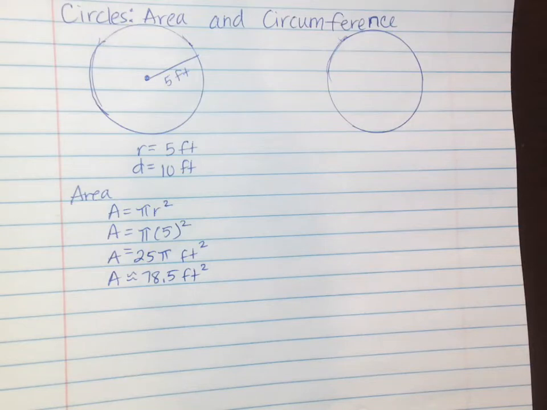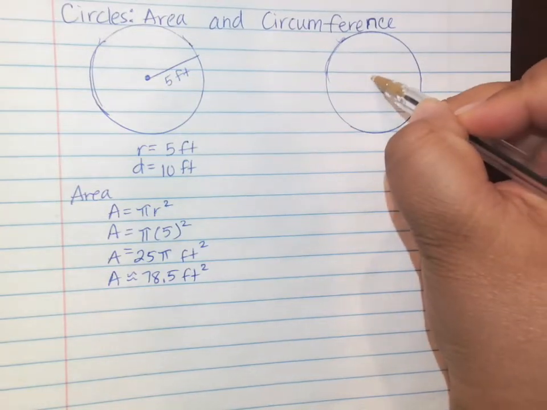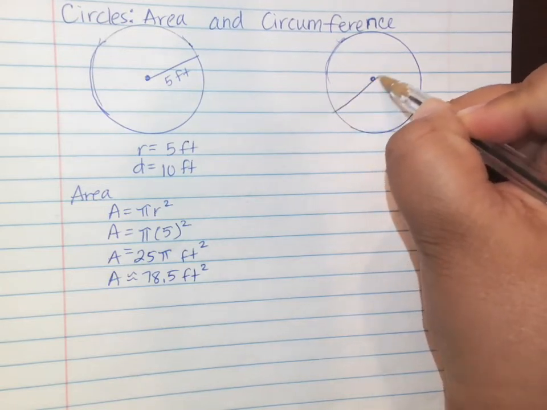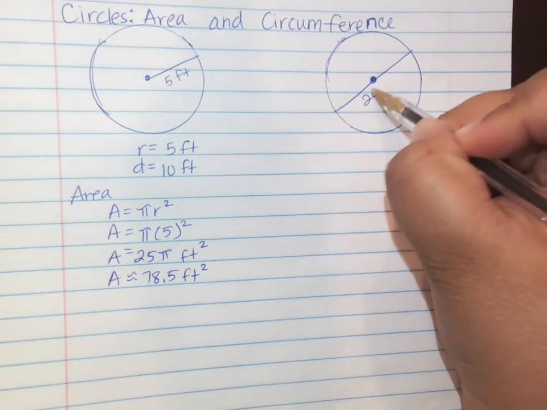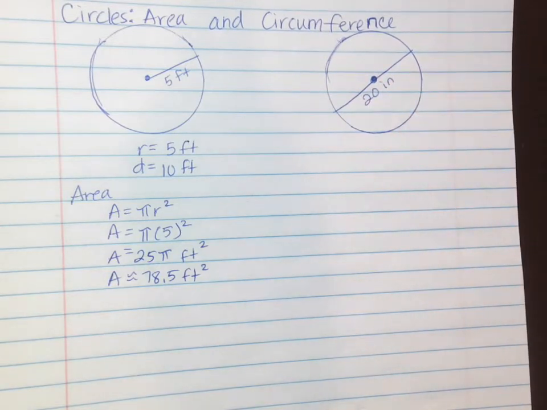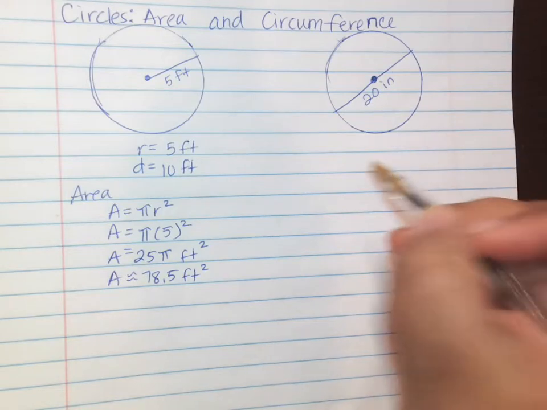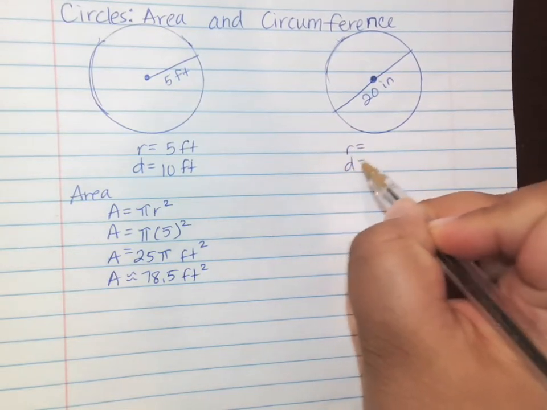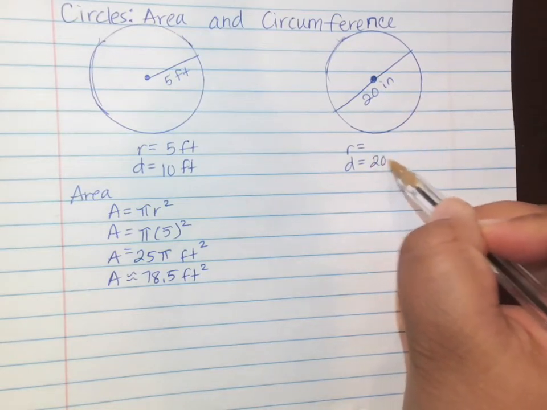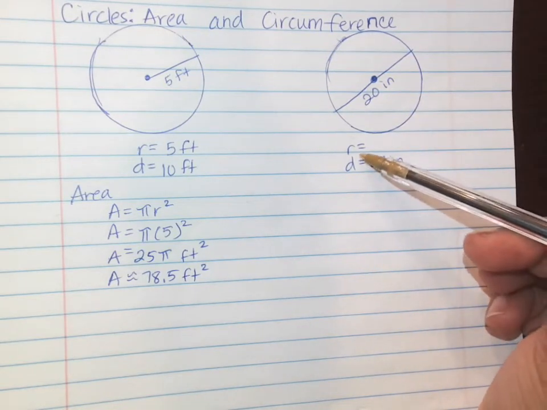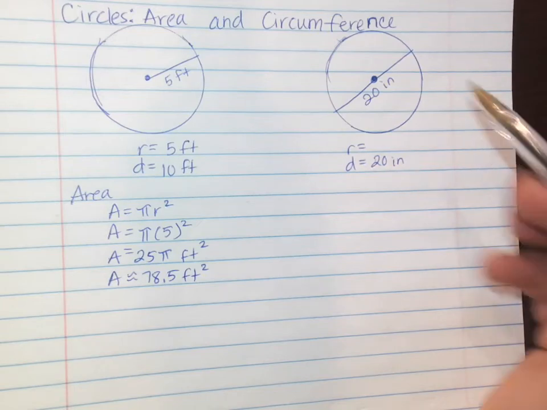Okay, so this is area. I'm going to show you the area of this next one, and then we'll talk about circumference. So in this problem, you are given the diameter, and let's say it's 20 inches. So, like before, let's label radius and diameter. If the diameter is 20, remember it goes all the way across, the radius is half of that, so the radius here would be 10.